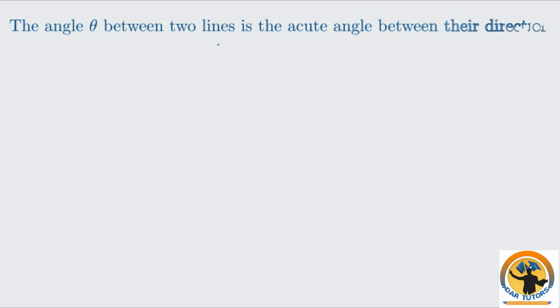Now let's shift our focus to the relationship between 2 lines. We'll start by defining the angle between them. The angle between 2 lines is defined as the acute angle between their direction vectors. We use the dot product formula to find this angle. The formula is cosine of theta equals the absolute value of the dot product of b1 and b2 divided by the product of their magnitudes. We use the absolute value to ensure we get the acute angle, which is between 0 and 90 degrees.